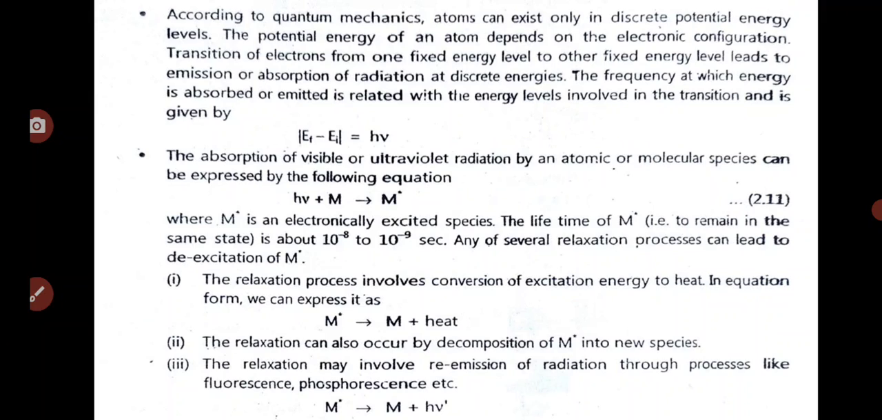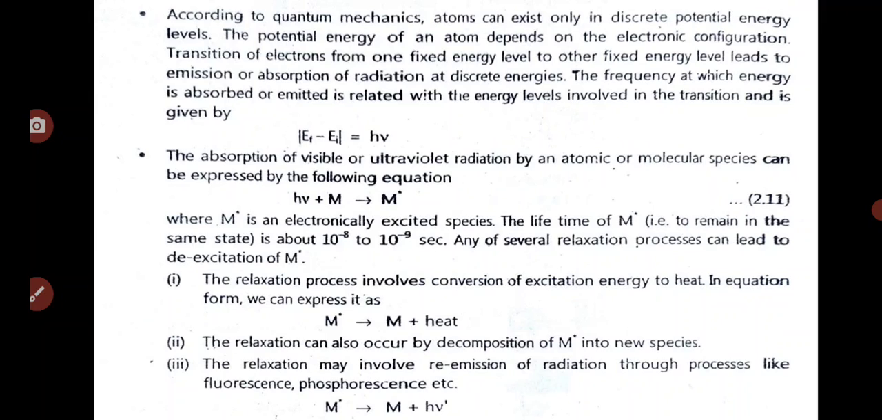The frequency of the energy absorbed or emitted is related to the energy levels involved in the transition, and is given by E_f minus E_i equals h nu. And the absorption of visible or ultraviolet radiation by an atomic or molecular species can be expressed by the following equation: h nu plus M gives M star, and M star is an electronically excited species.